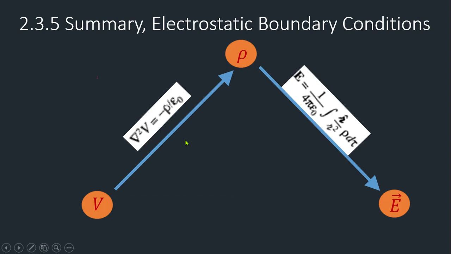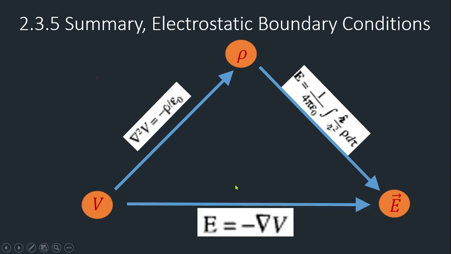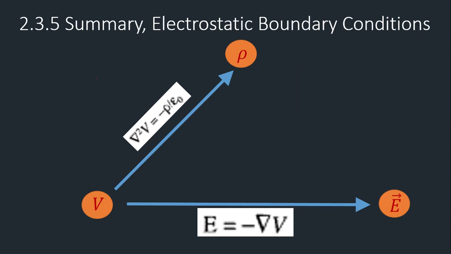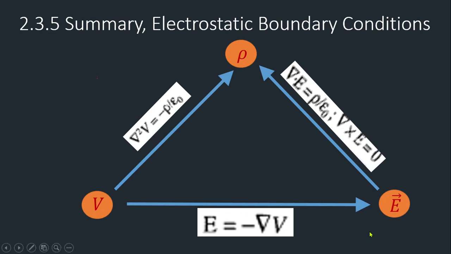And similarly, if you want to find the electric field from the electric potential, then you will take the negative gradient of the electric potential, and you can find the electric field very easily. Similarly, if you want to find the volume charge density from the electric field, then you will take the divergence of the electric field, and you can find the volume charge density.